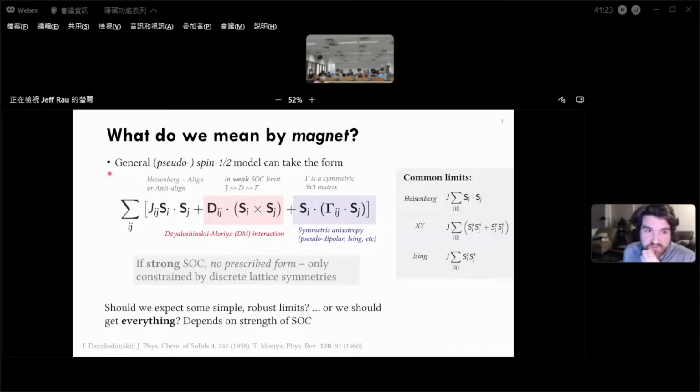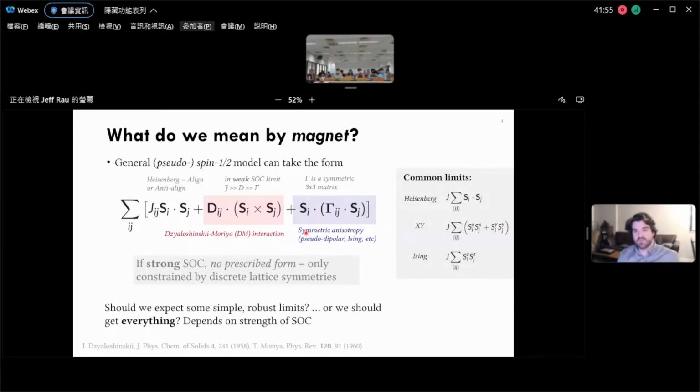I'll mostly restrict myself to models that have 2 states per site, so models that are spin half like or effectively spin half. But most of what I'm saying is also applicable to higher spin models as well. So anything that looks something like this: you might have some Heisenberg interactions between some spins on a lattice. You might have some additional anisotropic exchange interactions. This could include this antisymmetric Dzyaloshinskii-Moriya interaction, or the more general symmetric anisotropies. Okay, so any model of this form we'll consider a magnet.